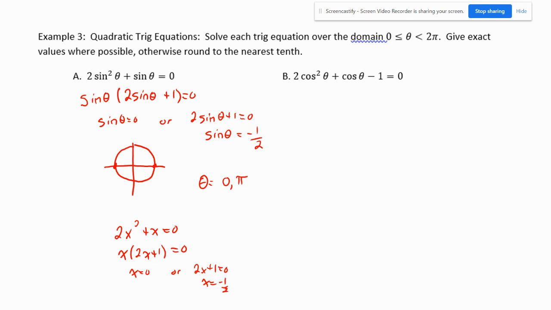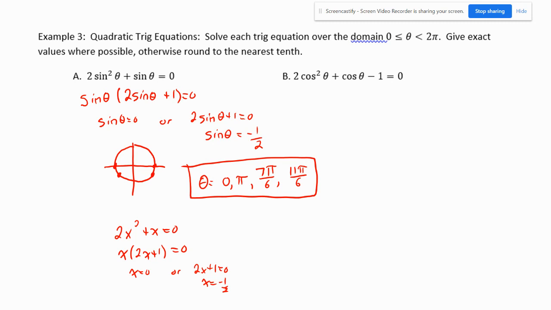For the second part, we have sine theta equals negative 1/2. Well, that happens here and here. Look at a unit circle there. So where do you find a y value of negative 1/2? That happens at 7 pi over 6 and 11 pi over 6. So here are the four solutions for that one right there.